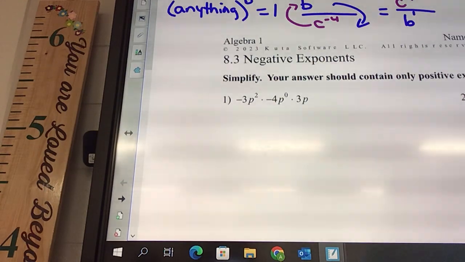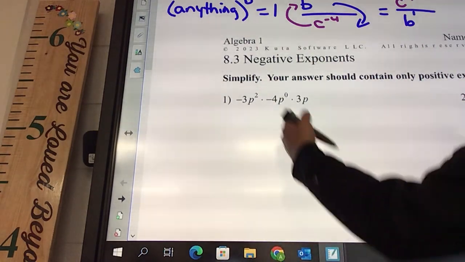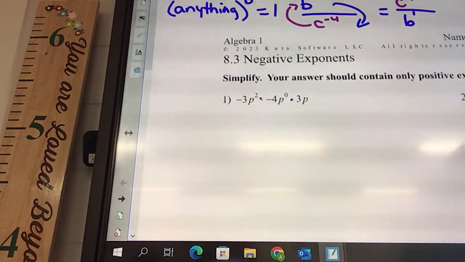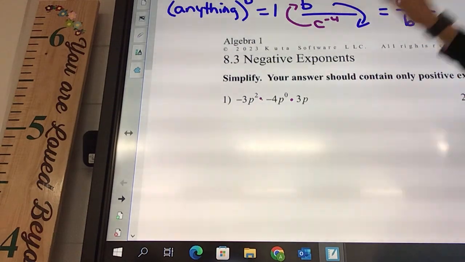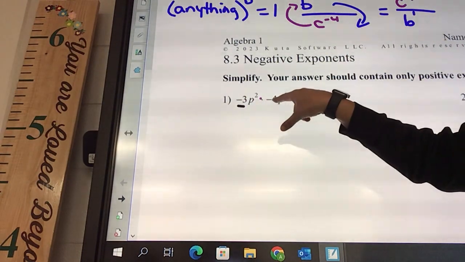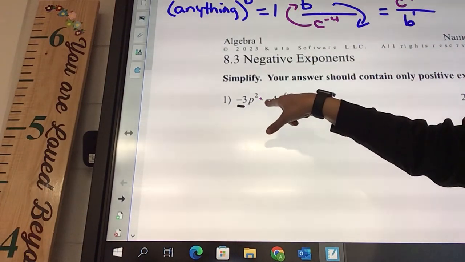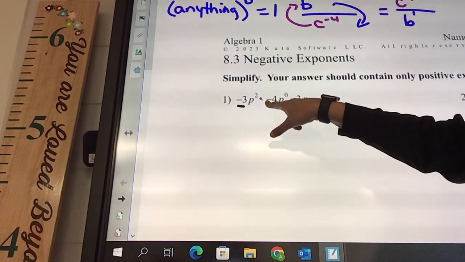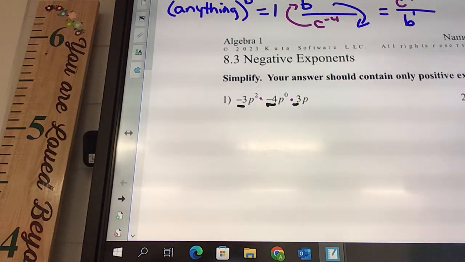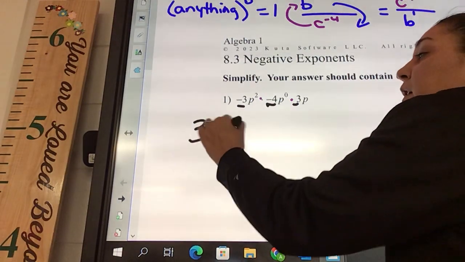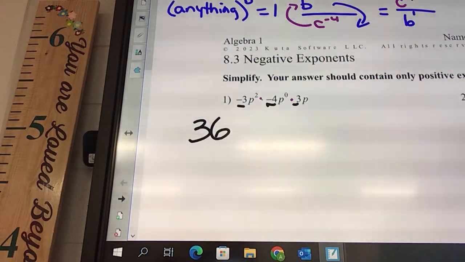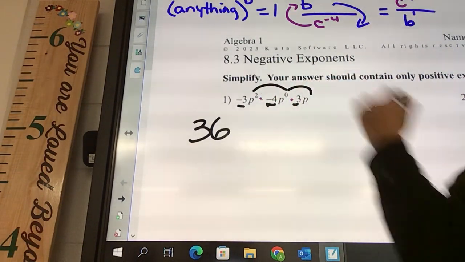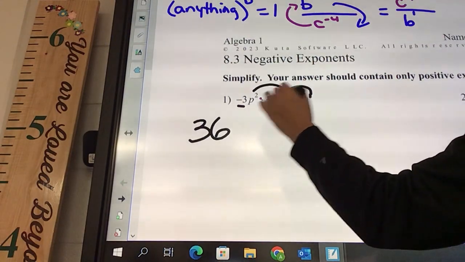And then we have our 3 rules. We can see here that this is the dot, which is the product rule, meaning you need to add the exponents. If we look at this first one, what is negative 3 times negative 4? Positive 12 times 3. 36. Now we can add the exponents. What is 2 plus 0? 2 plus 1? 3.